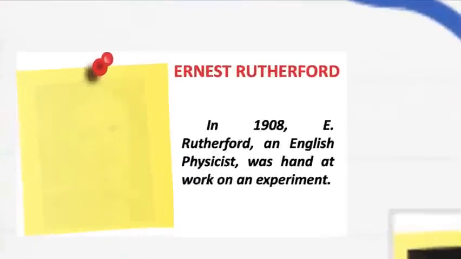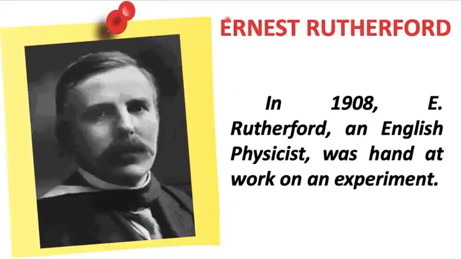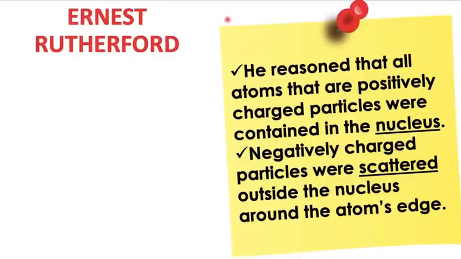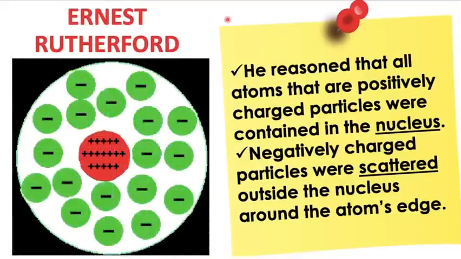Next, let us have Ernest Rutherford. In 1908, Ernest Rutherford, an English physicist, was hard at work on an experiment. He reasoned that all atoms are positively charged particles contained in the nucleus. As you can see, all the protons were contained in the nucleus, while the electrons were scattered. They were all scattered outside the nucleus around the atom's edge. So this is the Ernest Rutherford atomic model.